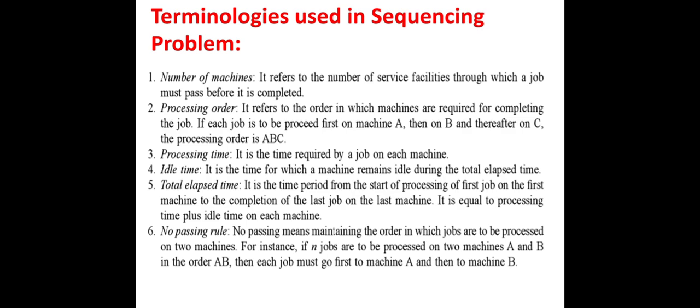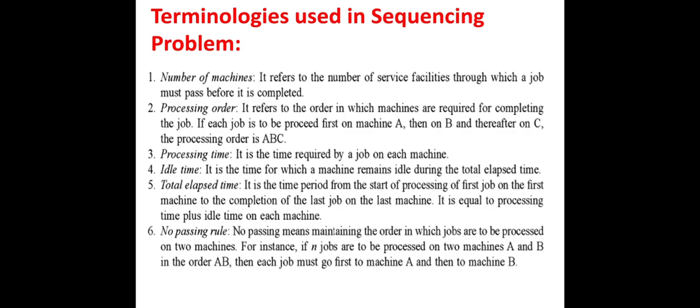Next is no passing rule. No passing rule means maintaining the order in which jobs are to be processed on two machines. For example, if n jobs are to be processed on two machines A and B in the order A, B, then each job must go first on machine A and then to machine B. That is, without the job processed in machine A, it cannot be processed in machine B. It is mandatory that the job has to be processed by machine A first, later only it is to be processed in machine B.